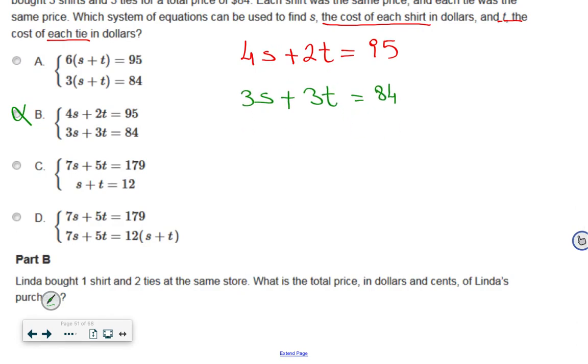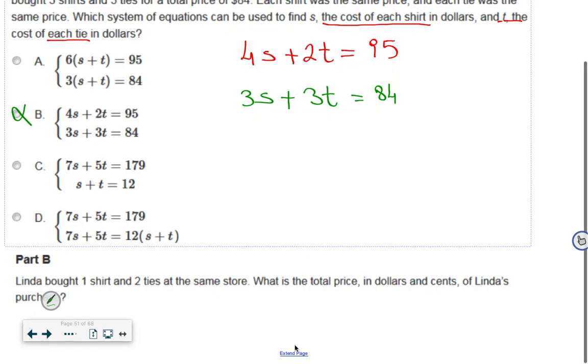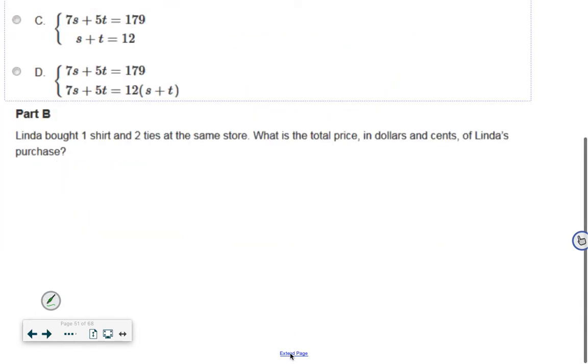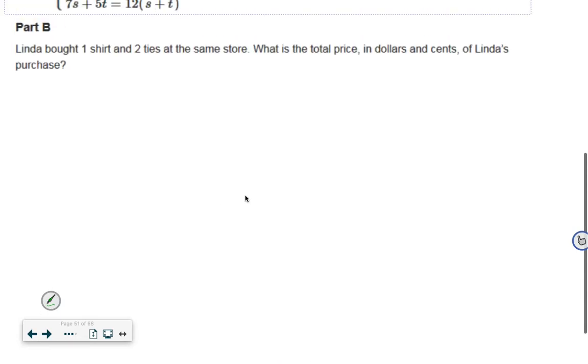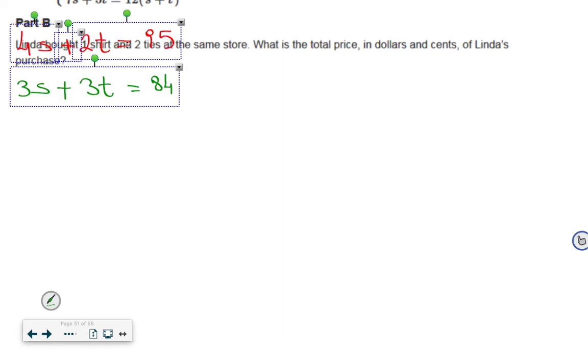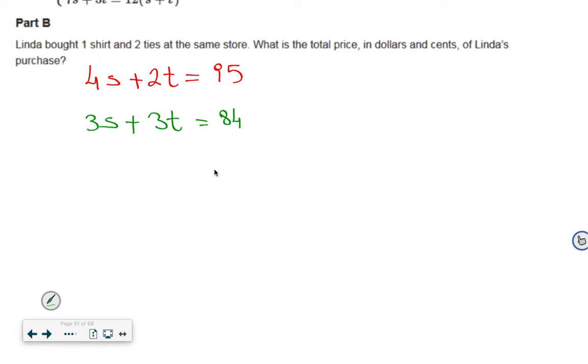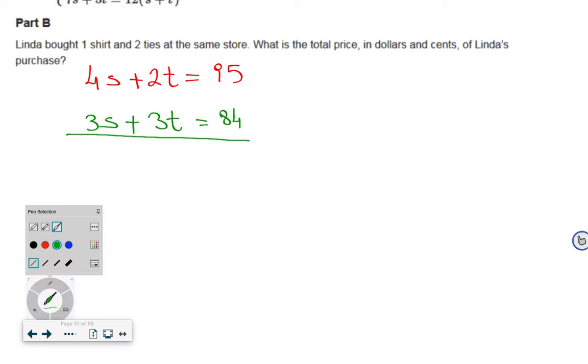In this part, part B, Linda bought 1 shirt and 2 ties at the same store. What is the total price in dollars and cents of Linda's purchase? Now, ladies and gentlemen, to be able to find the 1 shirt and 2 ties price, first we need to solve the system of linear equations. We already know how to solve this.